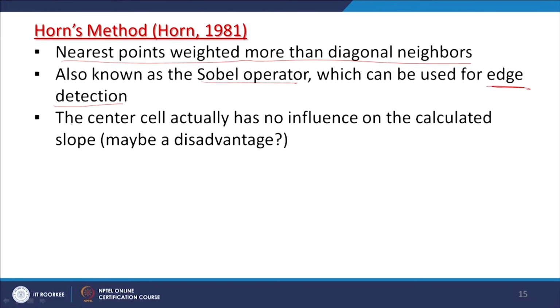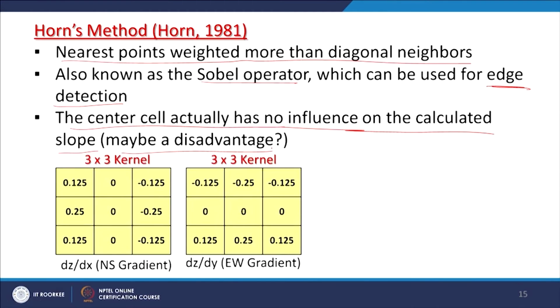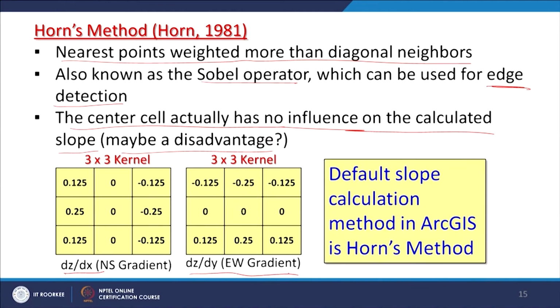Because in this Horn method the center cell actually has no influence on the calculated slope, maybe a disadvantage. So it depends on what you are going to calculate here. This is how, in one direction, it is the east-west gradient direction. Now, the default slope calculation method in ArcGIS is Horn's method.